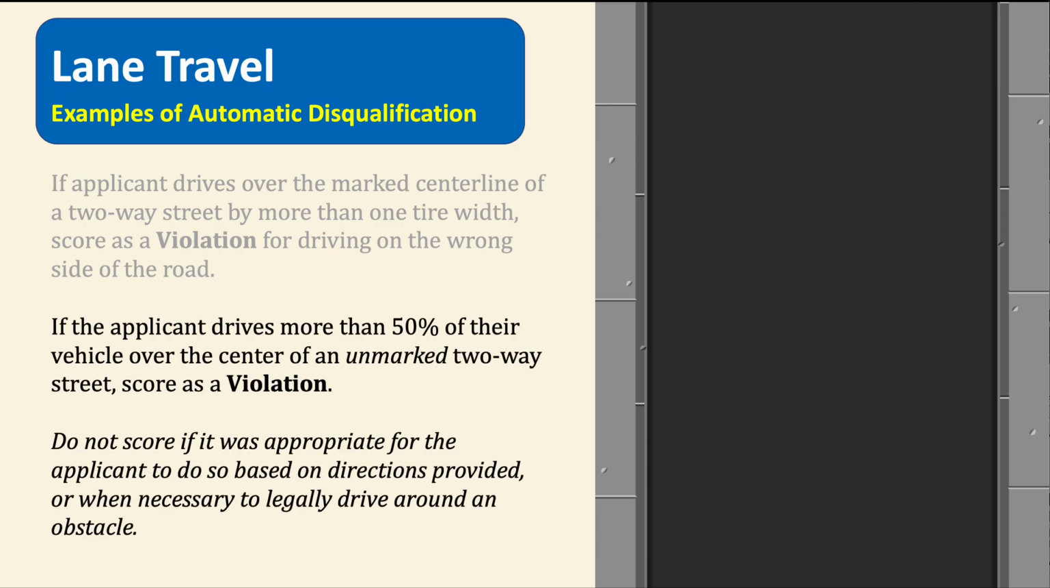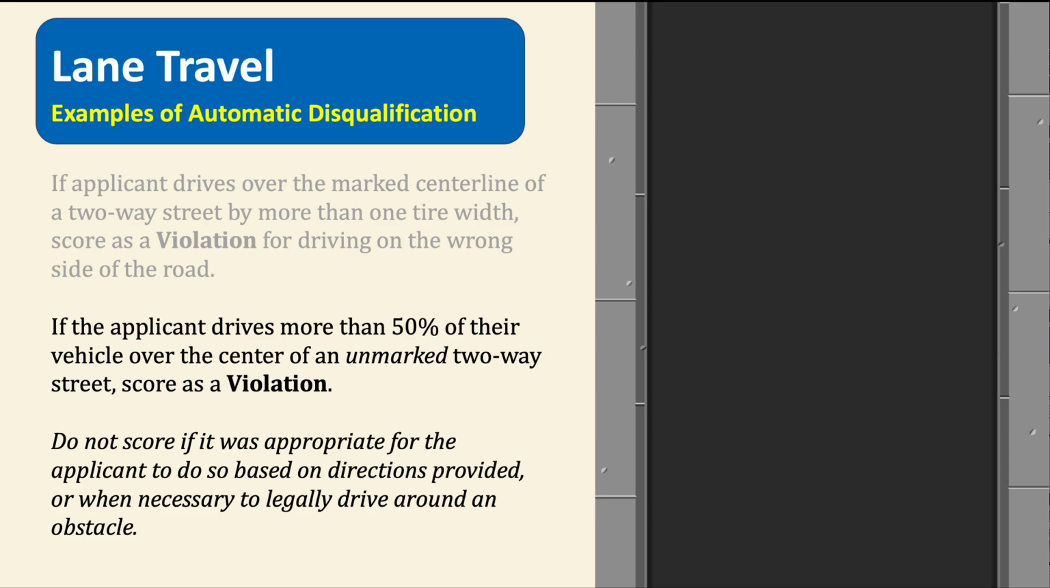Now there are no marked lines on here. If the applicant drives more than 50% of their vehicle over the center of an unmarked two-way street, score this as a violation. So they're driving more than 50% of the car over the center of an unmarked road. Now don't score this if it was appropriate for them to do that based on the directions provided, or when necessary to legally drive around an obstacle.